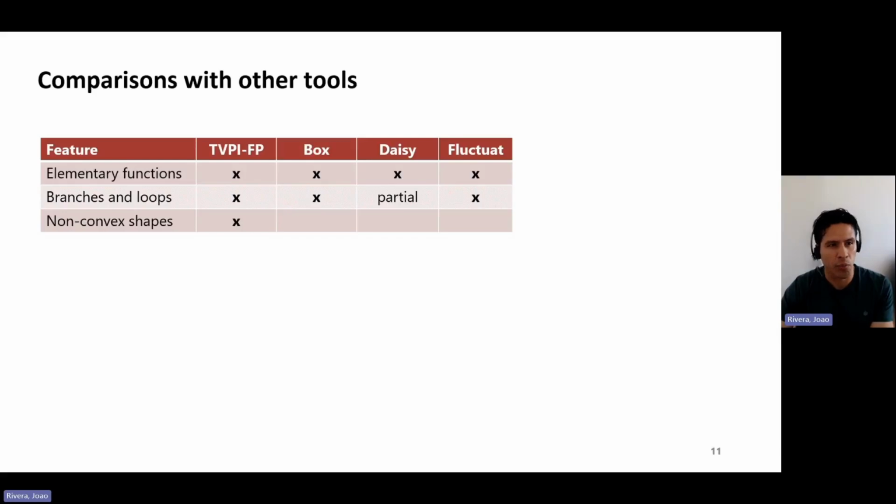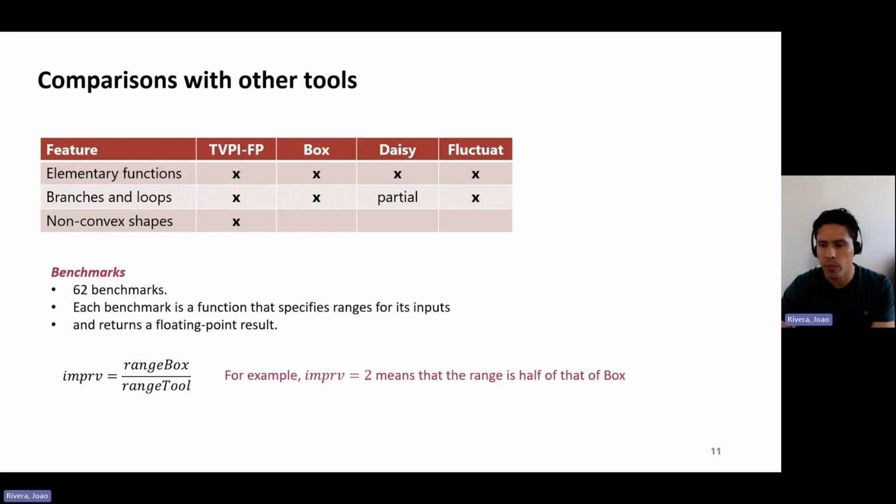DAISY only partially supports branches and loops, whereas we are the only ones that truly support non-convex shapes. We do experiments with 62 benchmarks, where each benchmark is just a function that specifies ranges of its input arguments, and it returns a floating-point result.